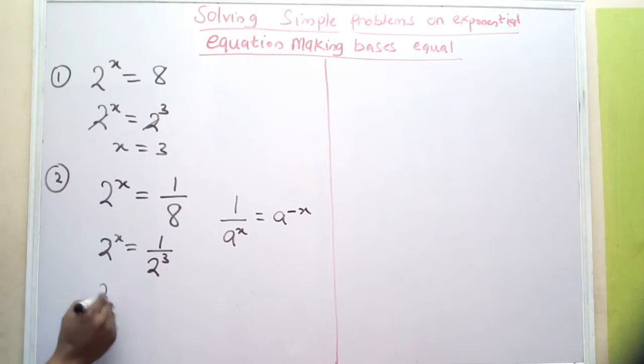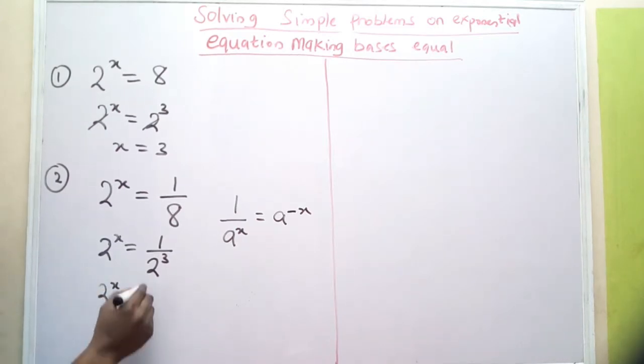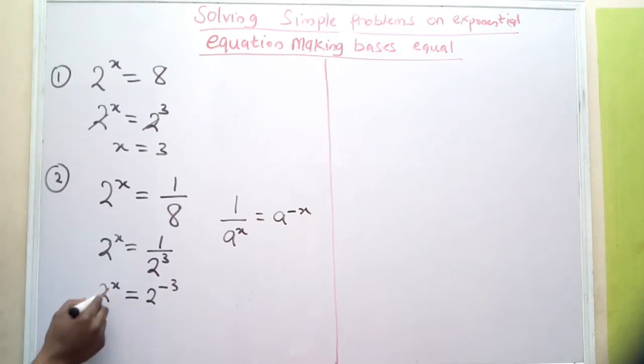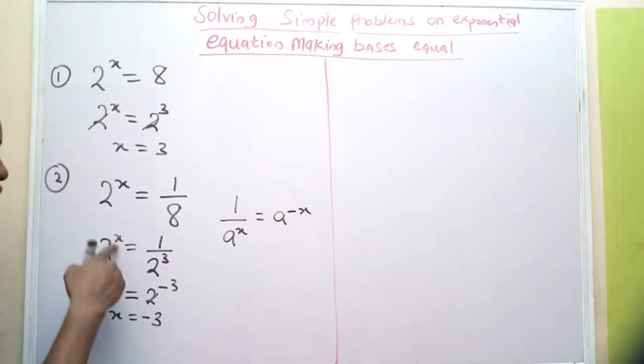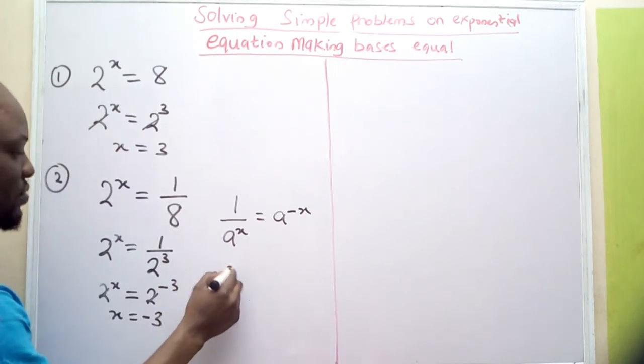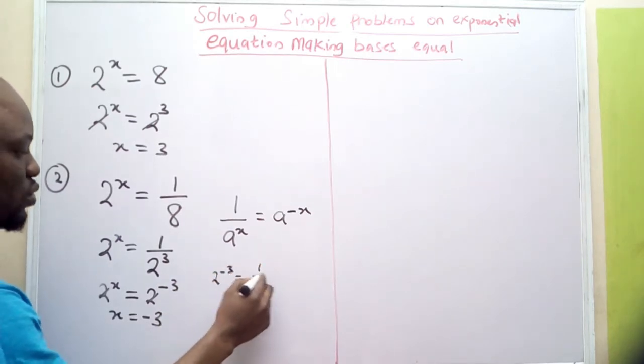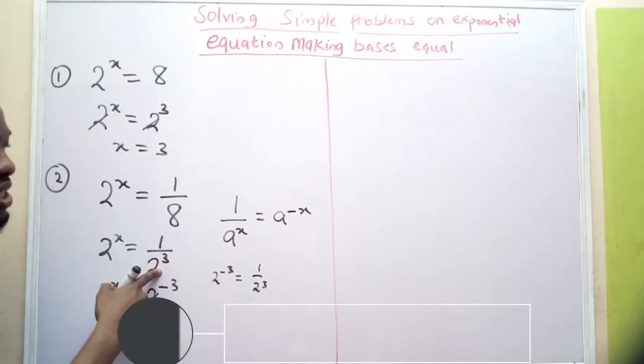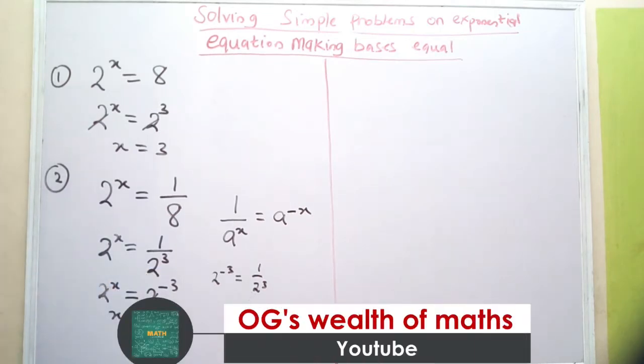So 2 to the power of x will be equal to 2 to the power of negative 3. You can strike out what they have in common, so x will be negative 3. If you plug negative 3 into this expression, you're going to get 2 to the power of negative 3, which is the same thing as 1 over 2 to the power of 3. So it's equivalent to this, and that shows you're correct.